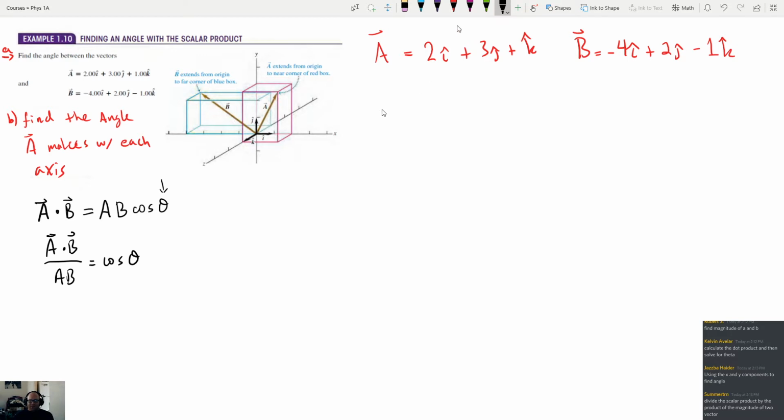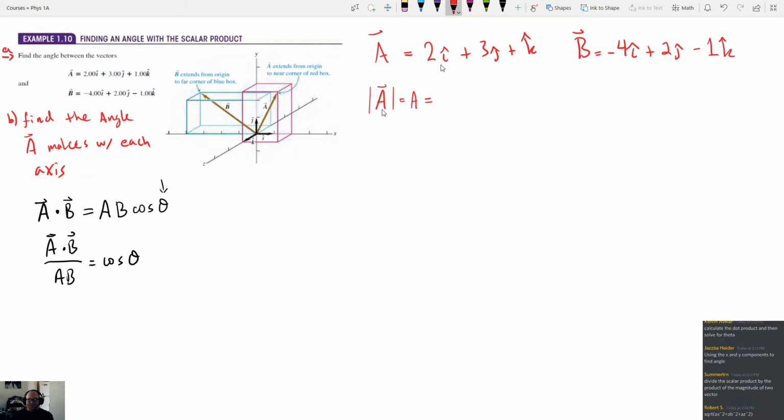Let's start off with magnitudes. How do I find the magnitude of a vector that has 3 components? One person had said that you could use the x and y components to find the angle. Unfortunately, that won't work. We can talk about why.